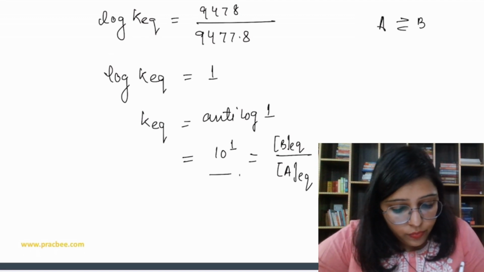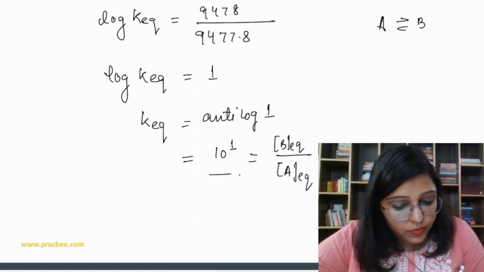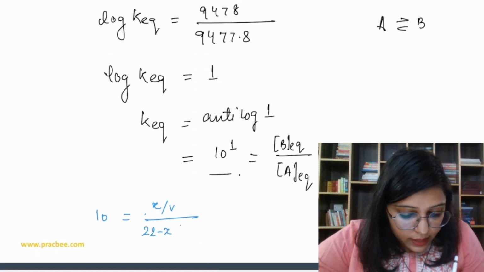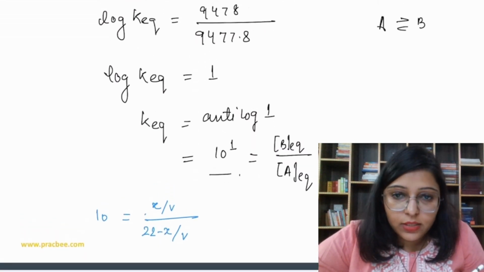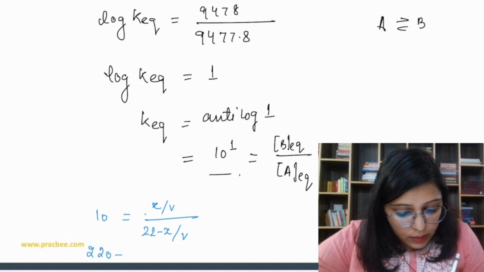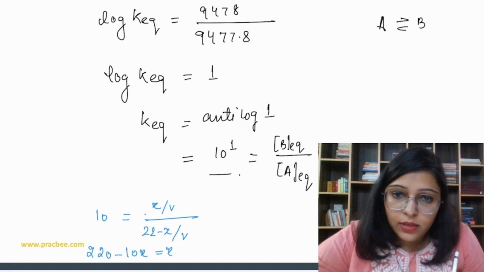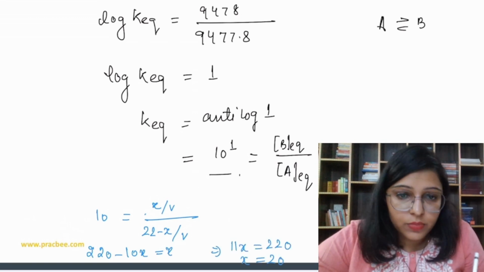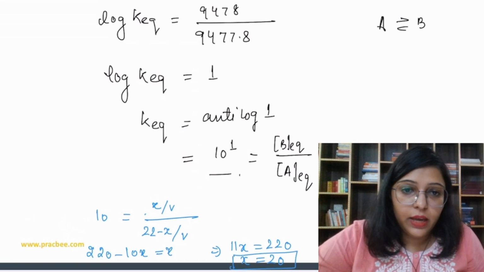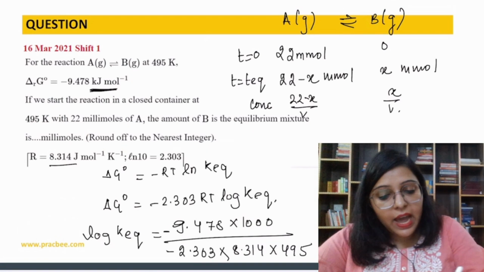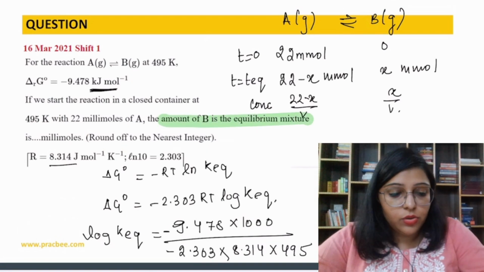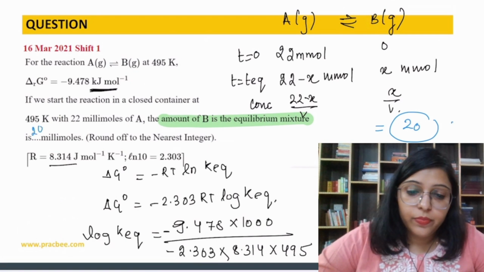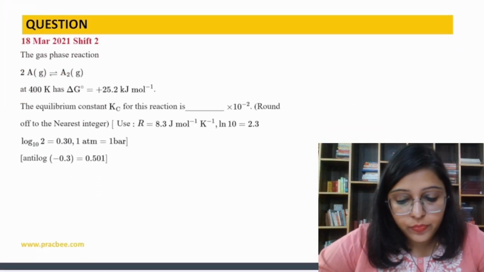Okay. So on solving further, we get 10 is equal to x upon V upon 22 minus x upon V. Right? 22 minus x upon V. So we get 220 minus 10x is equal to x. Okay. So 11x is equal to 220 and the value of x comes out to be 20. Okay. So in the question we have to find out the amount of B. So here the answer is 20 millimoles.